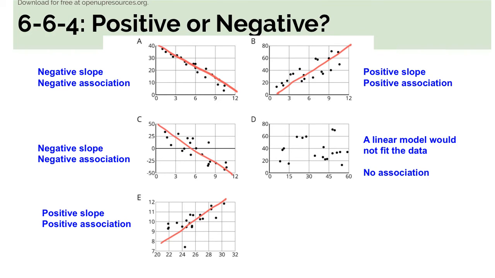Make sure you ask questions if any of these don't make sense. D might be the only one where you struggled a little bit. A linear model would not fit this data. It's just too scattered. And so we would say that there's no association in this data.